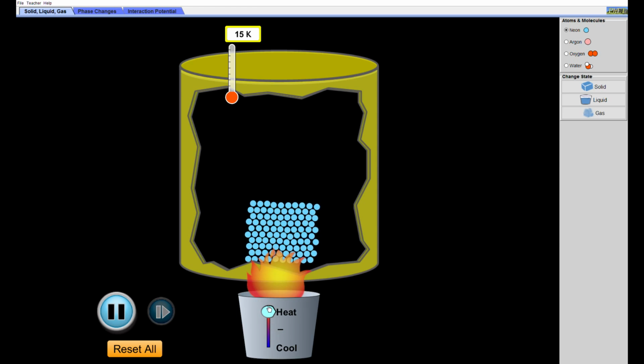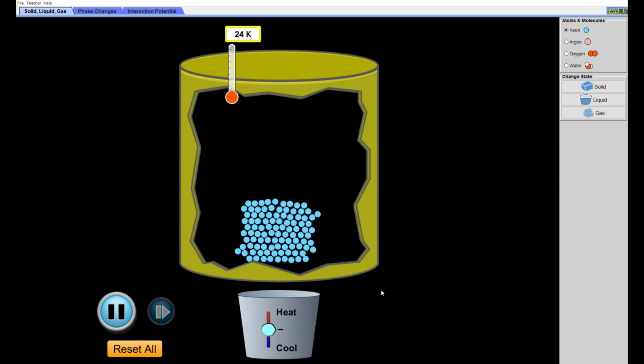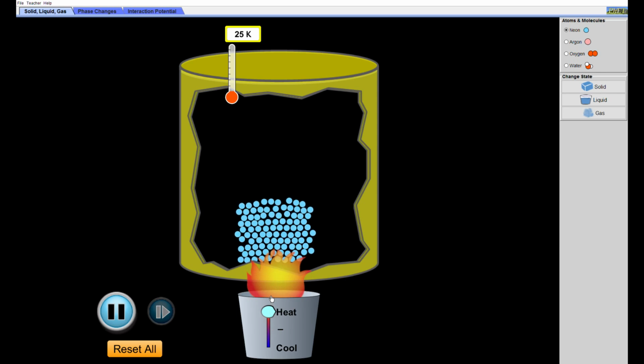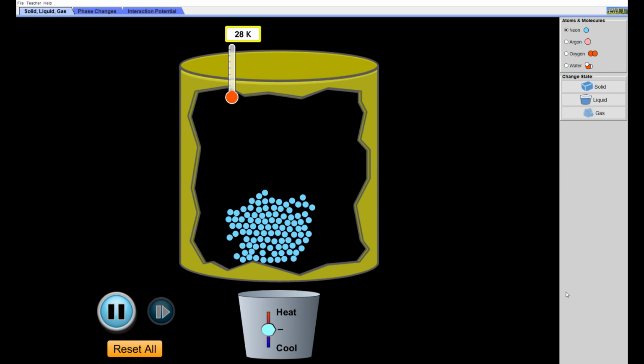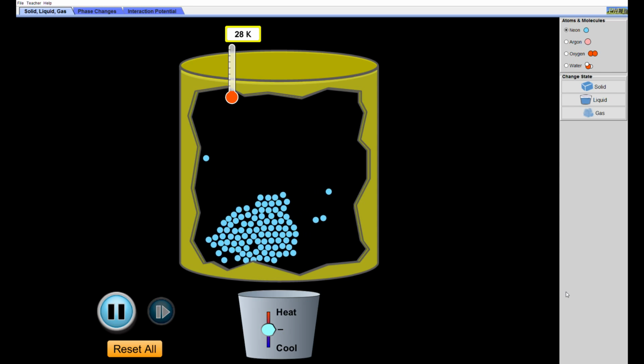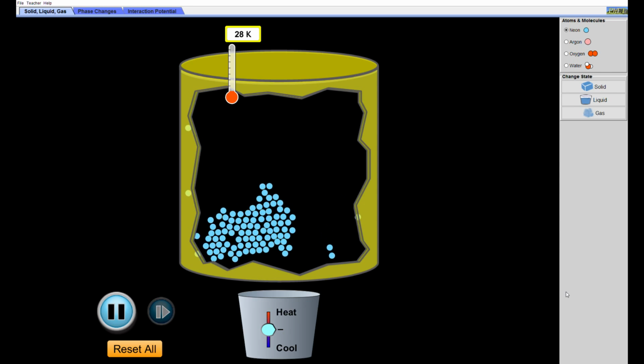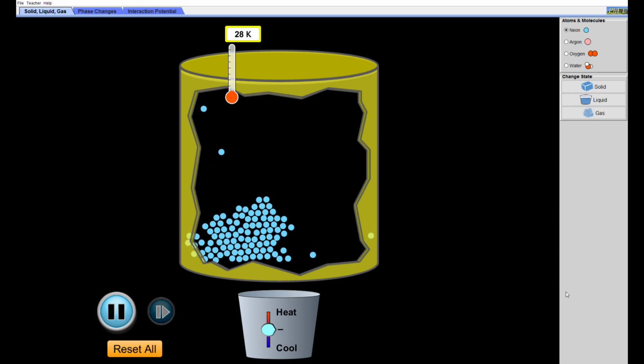And if we further heat it, we can in fact break the bonds that are holding the solid together, and this will result in the material going from a solid to a liquid, where the atoms are no longer vibrating about fixed positions. They are able to freely flow past one another.